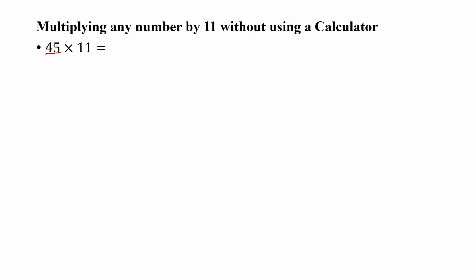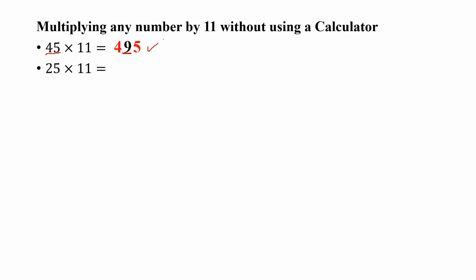Just create enough space for a third number at the center here, like this. 4 on the left side, 5 on the other side. Then at the center we just write the sum of 4 and 5, and the sum of 4 and 5 is 9. Then we just write that 9 right here at the center like this. So this one is now the product of 45 and 11. It's simple as that.